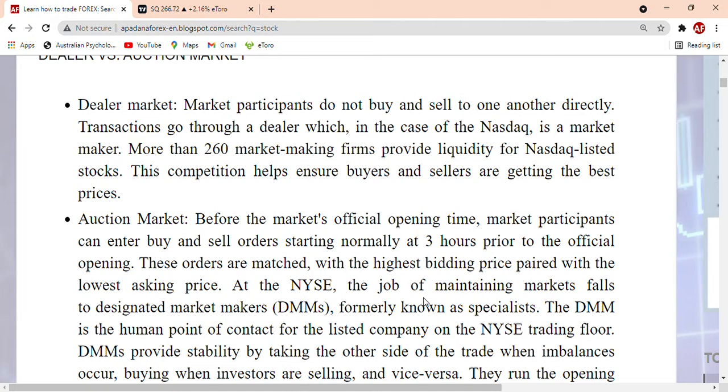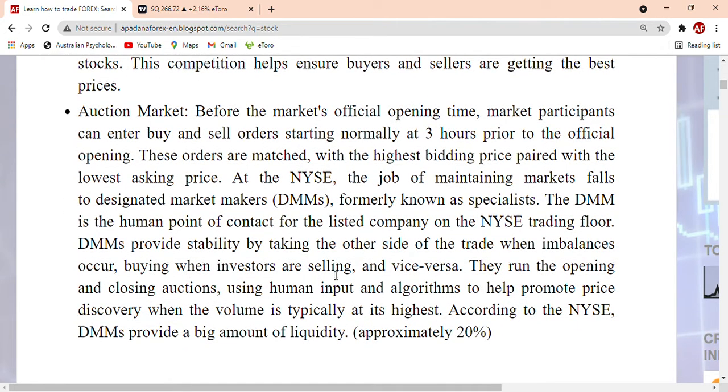At the New York Stock Exchange, the job of maintaining markets falls to designated market makers, or DMMs, formerly known as specialists. The DMM is the human point of contact for the listed company on the New York Stock Exchange trading floor. DMMs provide stability by taking the other side of the trade when imbalances occur, buying when investors are selling, and vice versa. They run the opening and closing auctions using human input and algorithms to help promote price discovery when the volume is typically at its highest. According to the New York Stock Exchange, DMMs provide a big amount of liquidity, approximately 20%. So you can see on an auction market how important the role of designated market makers is.